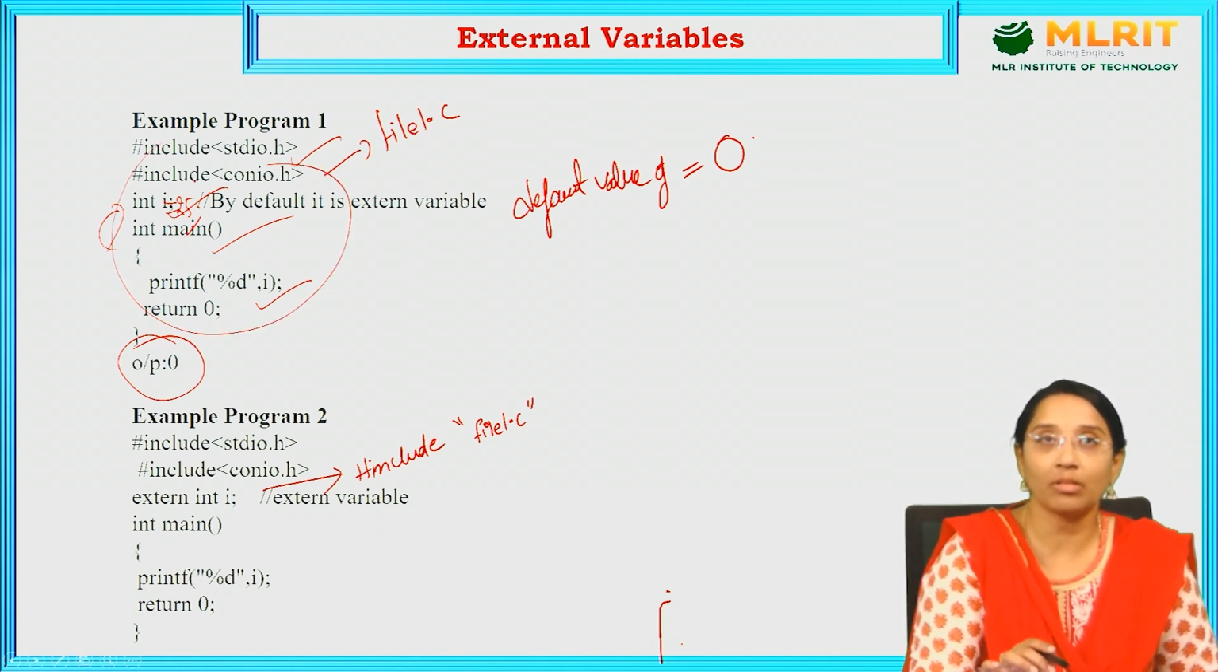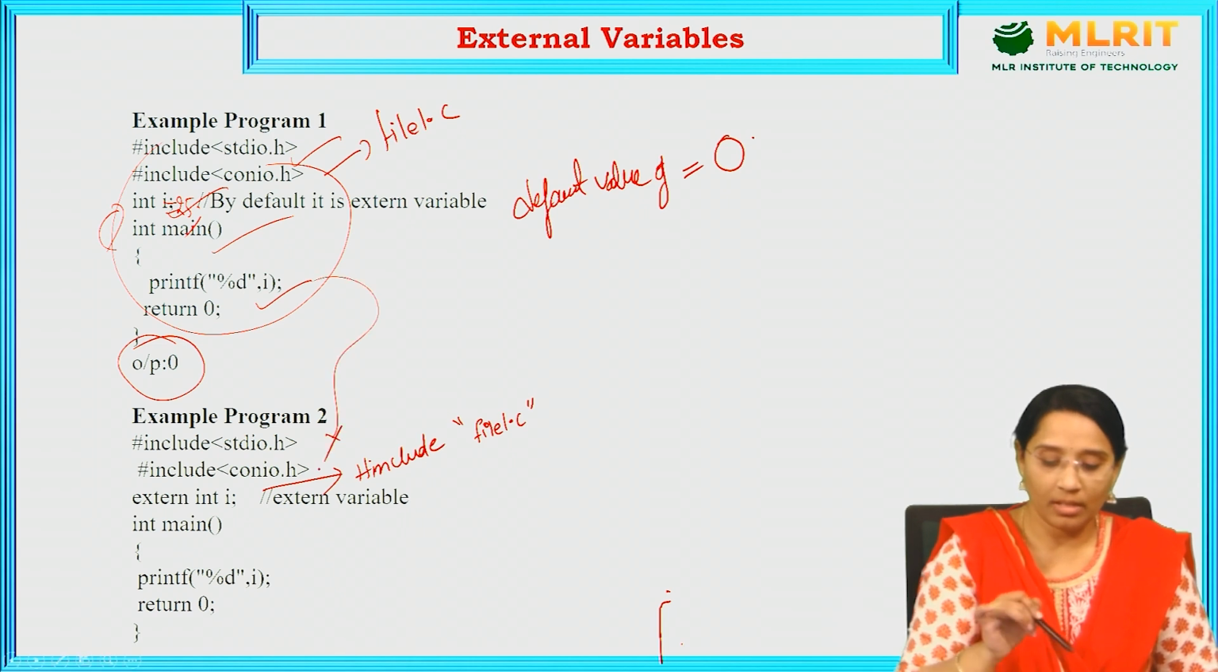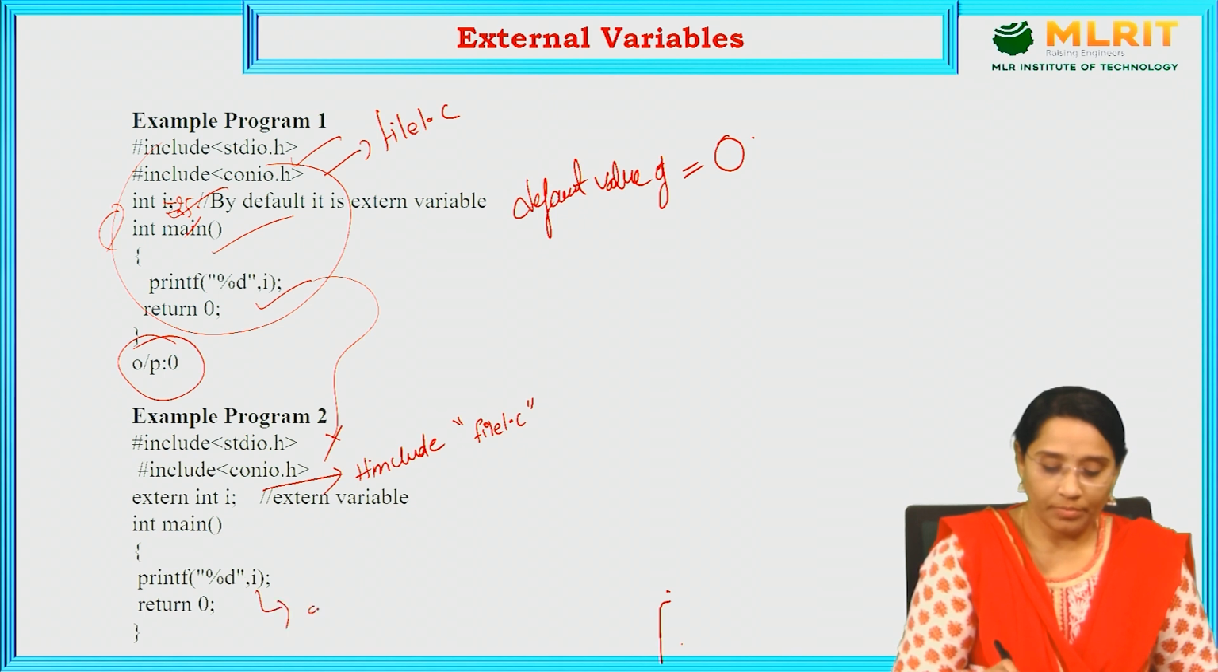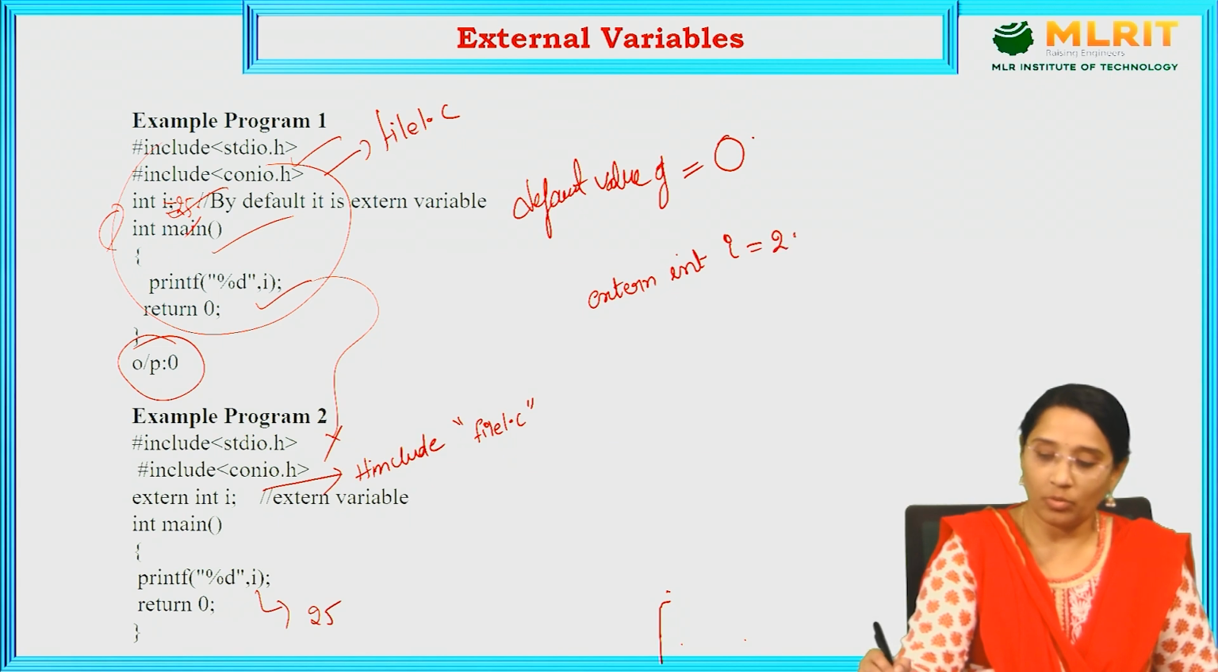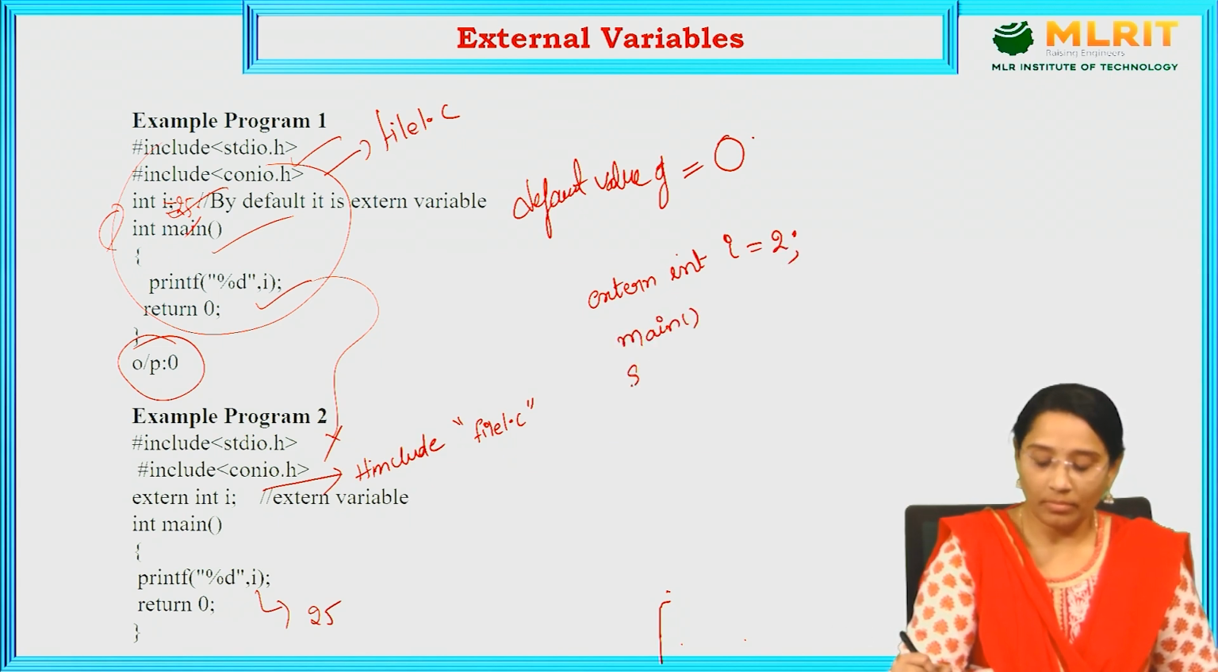Now I am including this first program in this case: #include file1.c, extern int i, main function. So we are using that program in the second program. And one more thing, suppose I write like this: extern int i is equal to 2, main function, and some statements written inside.